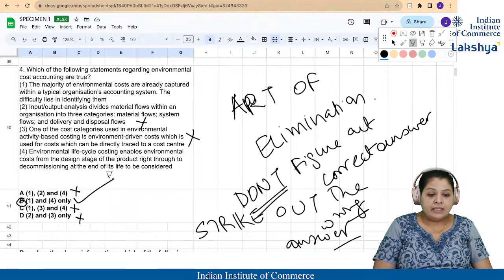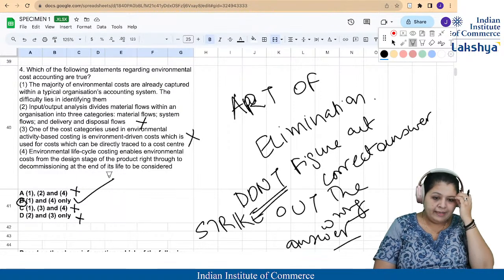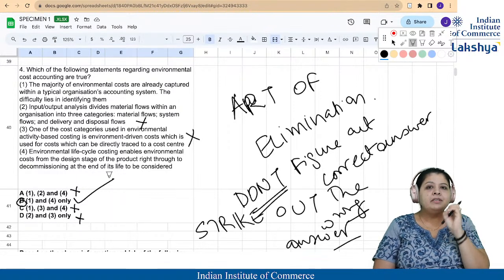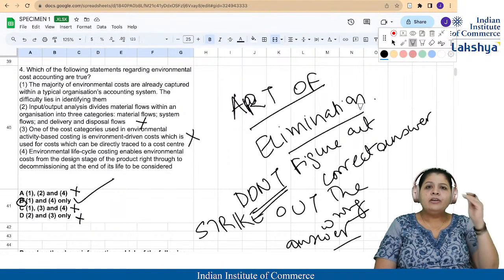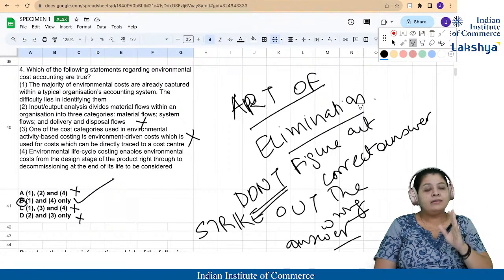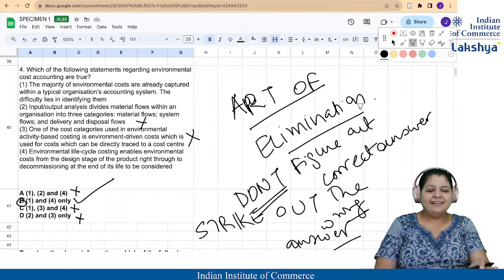I hope you understand this. I'm going to explain this to you again. Whenever you have a theory optional question, look for or use the art of elimination, right? Read through the options given, see which ones are wrong. Don't go for the right answer, go for the wrong answer, which you know is definitely not correct, right? So strike those out from your question.